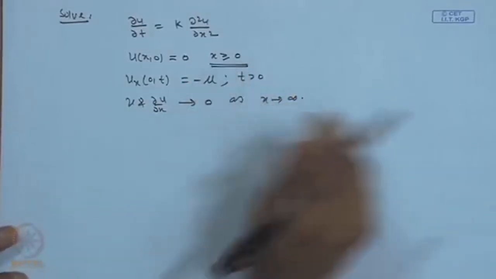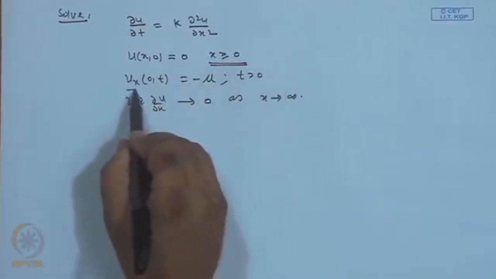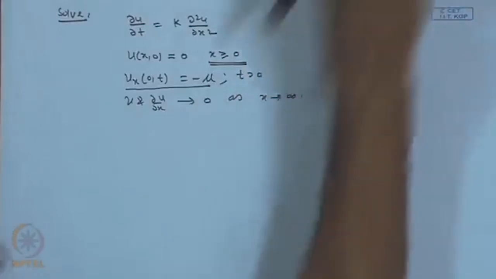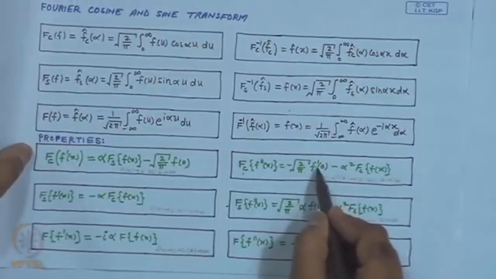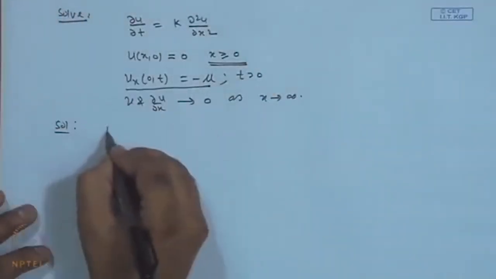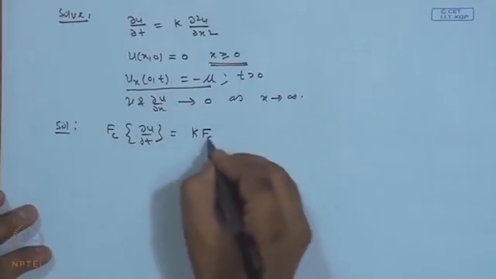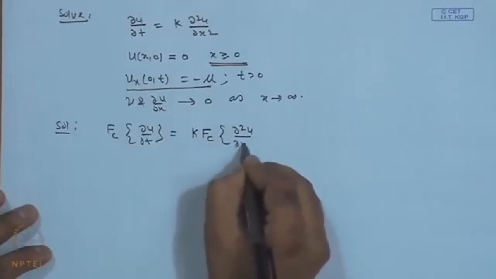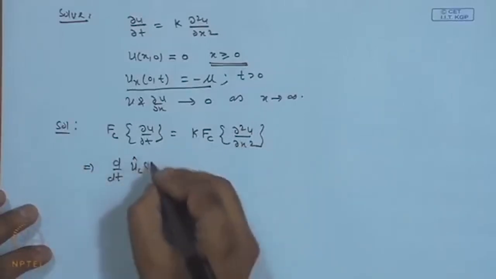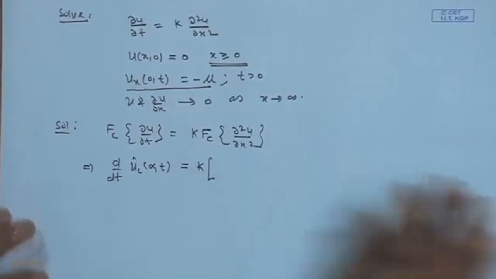So again we are in the half range. We have the possibility to apply the Fourier cosine or Fourier sine transform, but u_x is given, so we can apply only the Fourier cosine transform, because we have this first derivative information there. So, taking the Fourier cosine transform of del u over del t and k times the Fourier cosine transform of del 2 u over del x square, what we get here is d over dt of u cosine hat, which we denote by u_c hat (alpha, t), and we have this k.